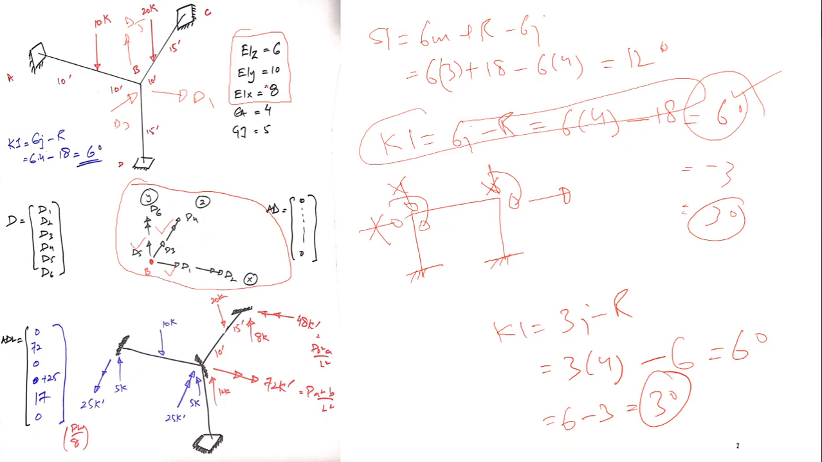Now, it has become very easy. So I have got this D equal to D1, D2, D3, D4, D5. These are all degrees of freedom at this point, so I cannot ignore the axial deformation.